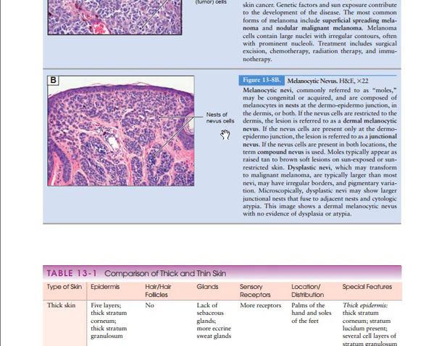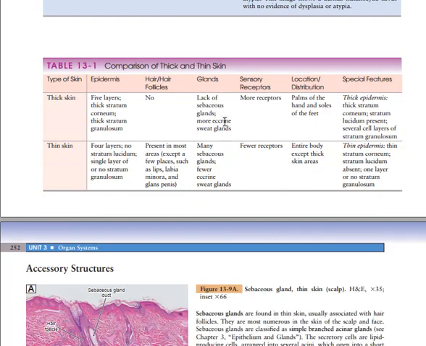They are mostly junctional nests, nevus that fuse to adjacent nests and cytological atypia. Is it clear? So this is the general characteristic to compare thick and thin skin. So if you want to visualize these characteristics, just pause and visualize all this.